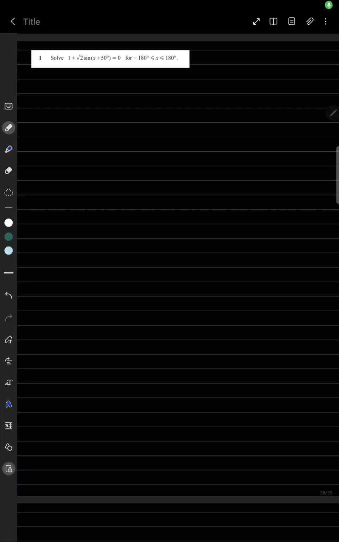Hello everyone. Now we have our first question here, which is in the topic of trigonometry. It wants us to solve the trigonometry. Now let me copy the question first. Then what we're going to do is bring not everything to one side, just all those, we want to leave the trigonometry alone on the left side.